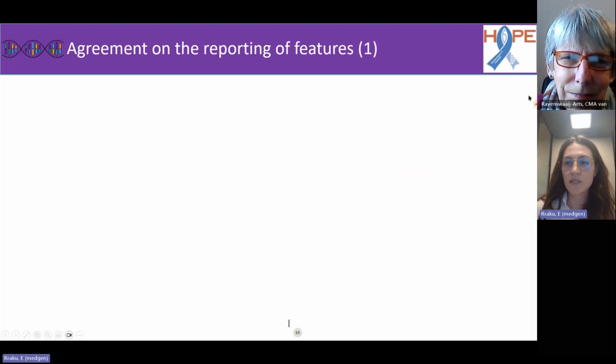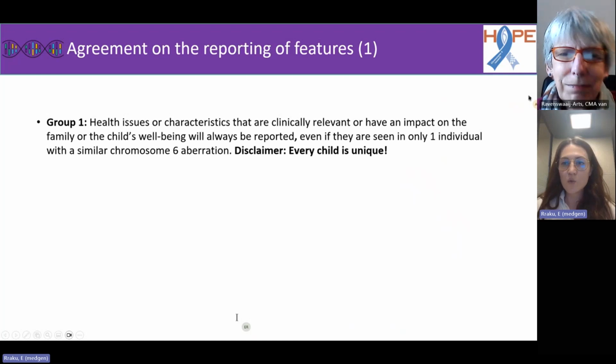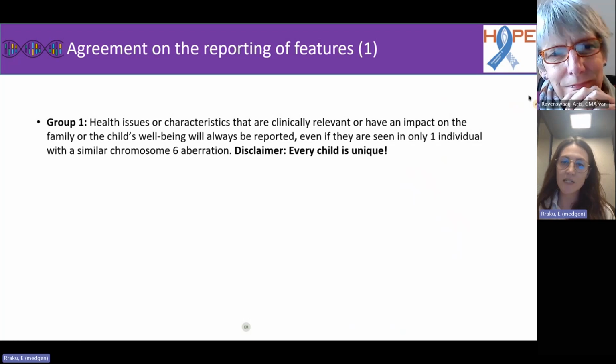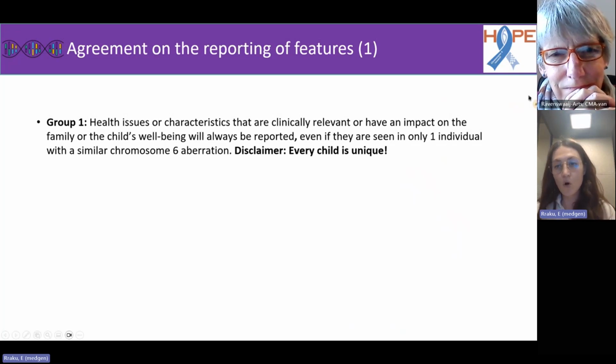So I will start now with the statements. The first one stated that health issues or characteristics that are clinically relevant or have an impact on the family or the child's well-being will always be reported on the website, even if they are seen in only one individual with a similar aberration, irrespective of group size.